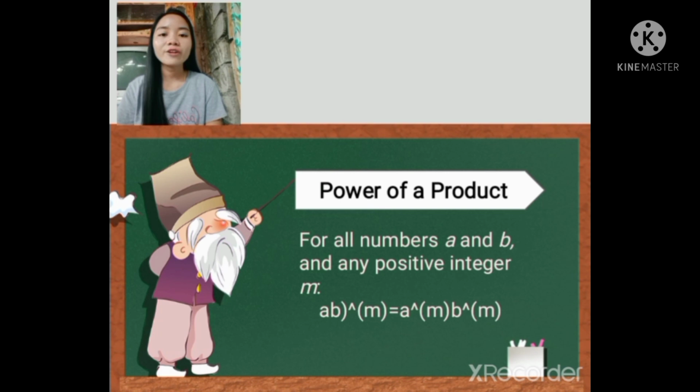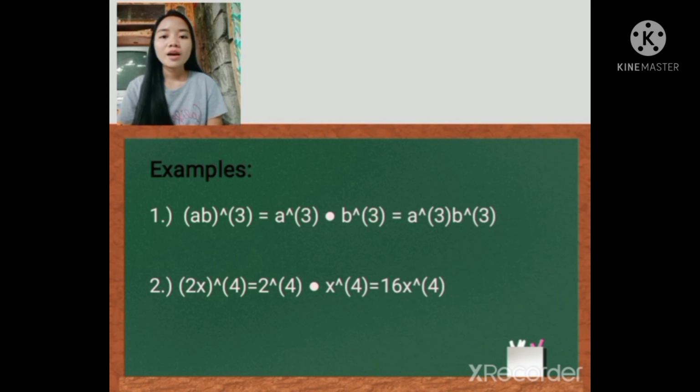So we are here, power of a product. For all numbers a and b and any positive integer m, the quantity ab to the power of m equals a to the power of m, b to the power of m. For example, the quantity ab to the power of 3 equals a to the power of 3 times b to the power of 3. So we distribute the exponent to the coefficients inside the quantity symbol.